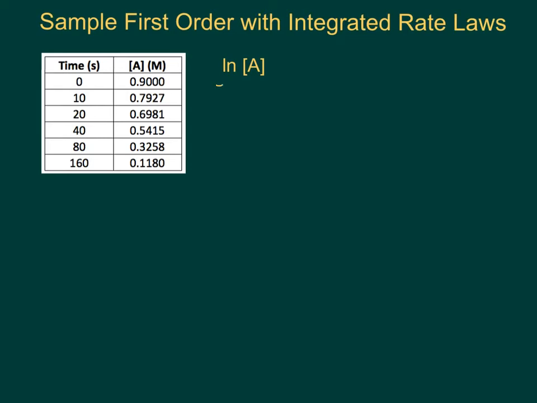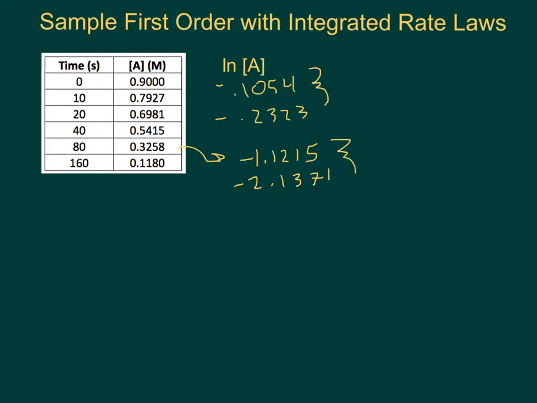Enter some values: negative 0.1054 for the first data point, negative 0.2323 for the second data point. Then I'll skip down to the bottom. The second to last data point is negative 1.1215, and then the last data point is negative 2.1371. And remember, I can ignore the middle data points because I really just care about the slope at the top of the graph and the slope at the bottom of the graph.